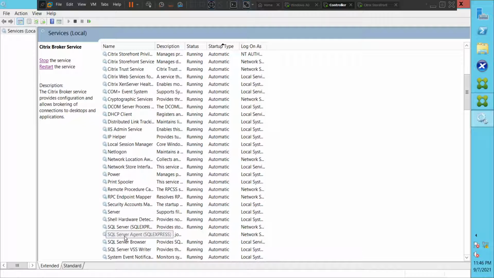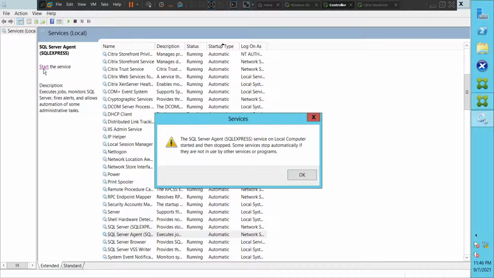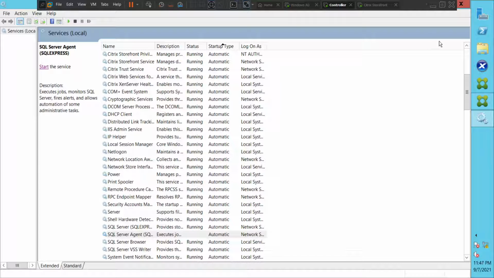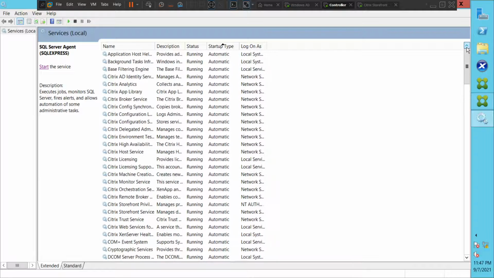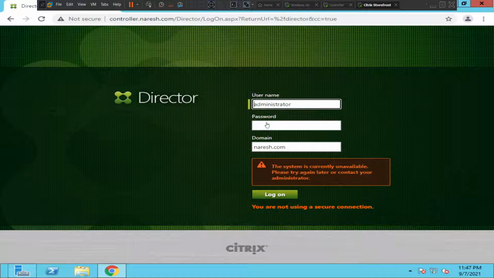Okay, let me try to launch. Let me try to run SQL Server Agent as well. Let me start it. Okay, it is not running. It's okay, not a problem. Seems like the other important services are up. Let me go back to Director console and try to log in and see how it goes.